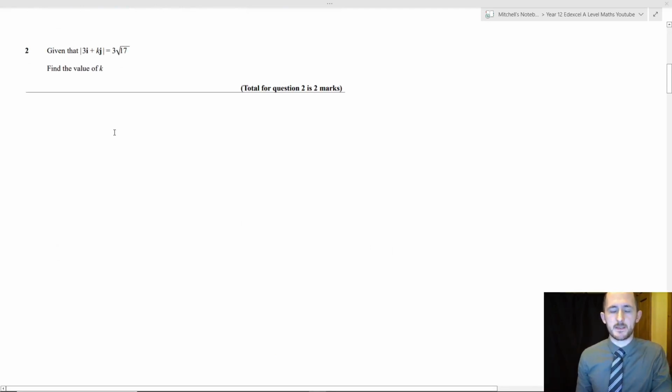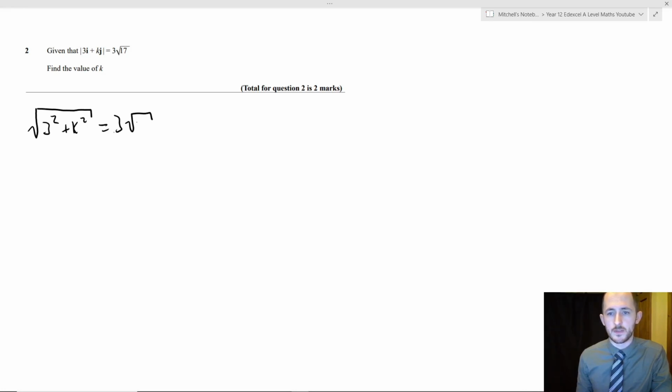Question 2, this is where it gets a bit more interesting. So we have 3i plus kj. Now if we take the modulus of this, we get 3 root 17, so we need to find the value of k. Remember, when we take the modulus of something, we square the components and add them together. So they're saying that this, once we square root it, should equal 3 root 17. So to solve this, simple, square both sides, so we get 3 squared plus k squared.